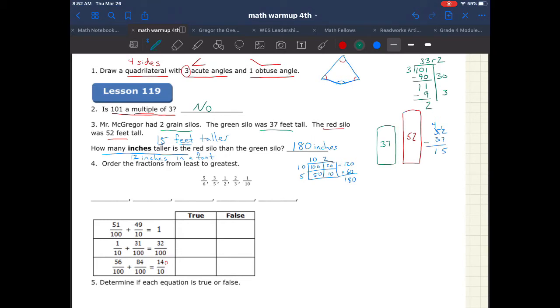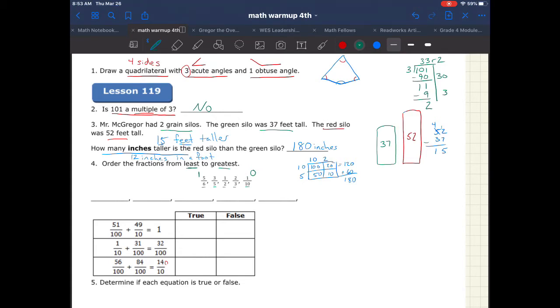Moving on to number 4, order the fractions from least to greatest. So we need to find the least and end with the greatest. So I've got 5/6, 3/5, a half, 2/3, and a 1/10. Now, I remember looking at those fraction strips earlier in the year, and tenths are pretty small, and I only have 1, so I know 1/10 is pretty close to 0. And 5/6, 6/6 is 1, so we've got almost all that we need to make it to 1. So 5/6 is pretty close to 1. So I'm thinking right now 1/10 is the least and 5/6 is the greatest.